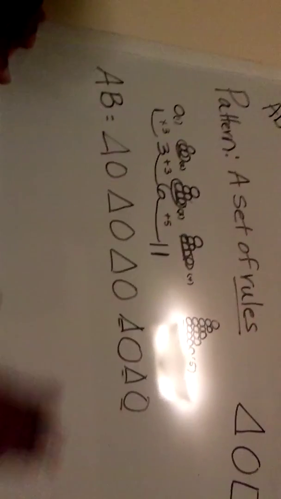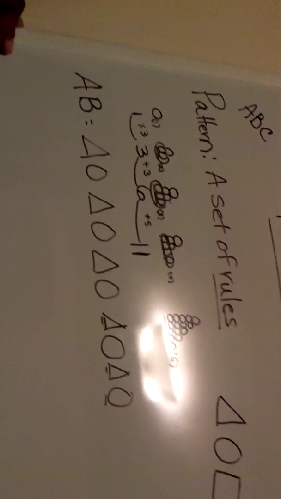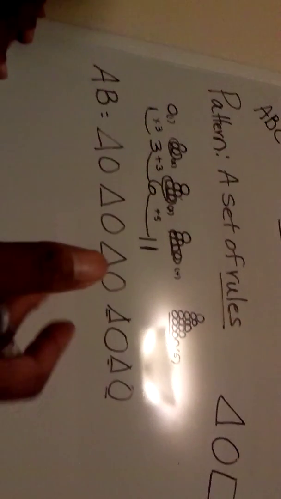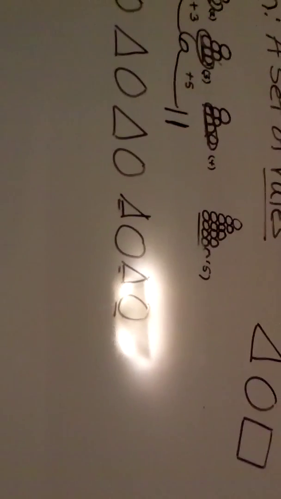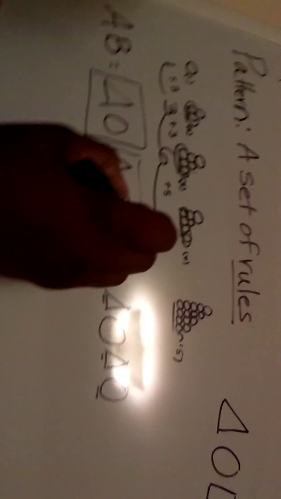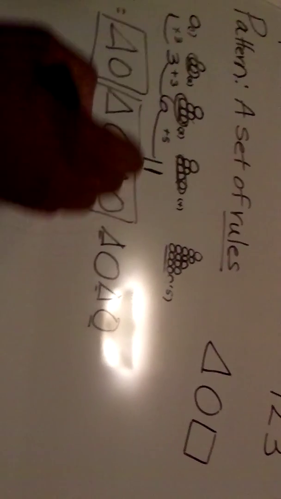This part of the process is called extending. The children must be able to not only write what comes next, but they have to extend it. And this is my AB pattern. Now you have to ask yourself, where is your pattern unit? Your pattern unit will be triangle, circle. This is your pattern unit.